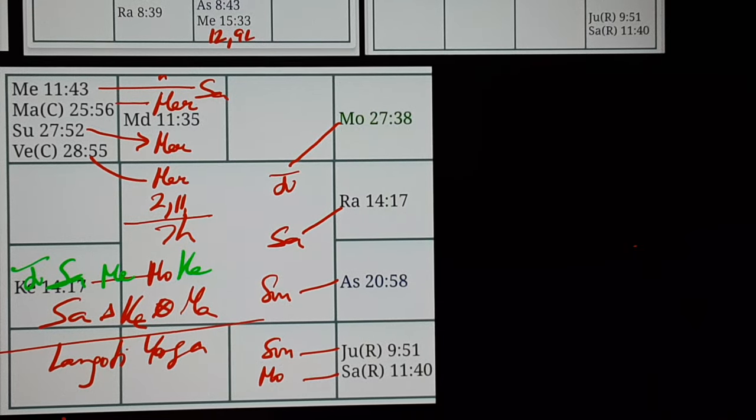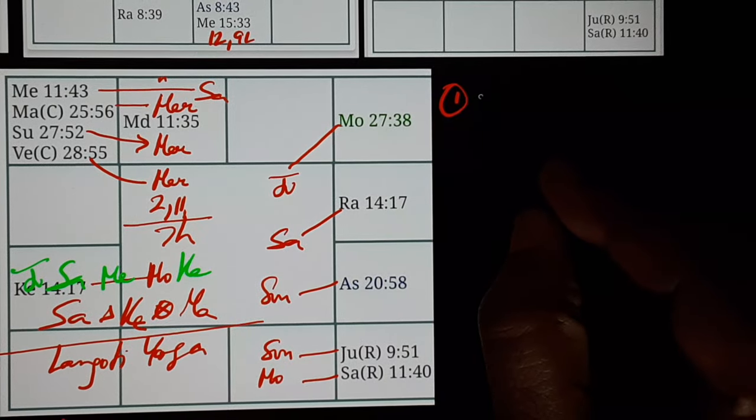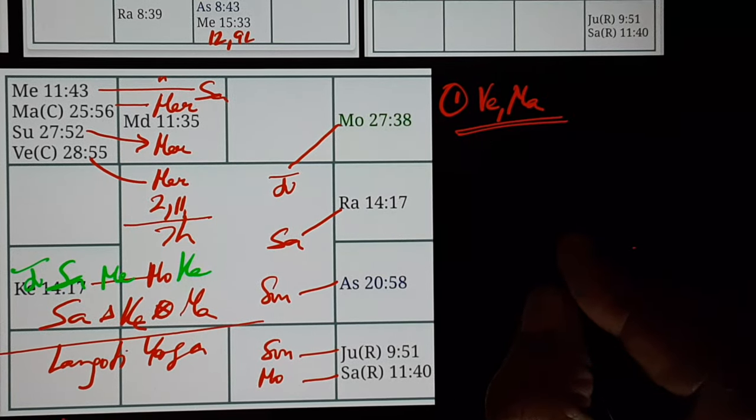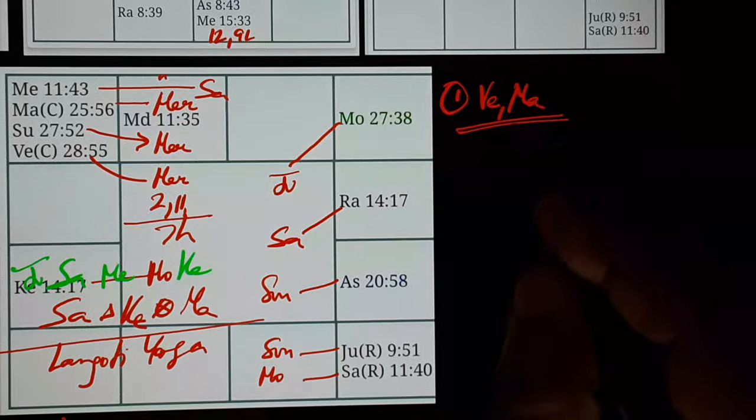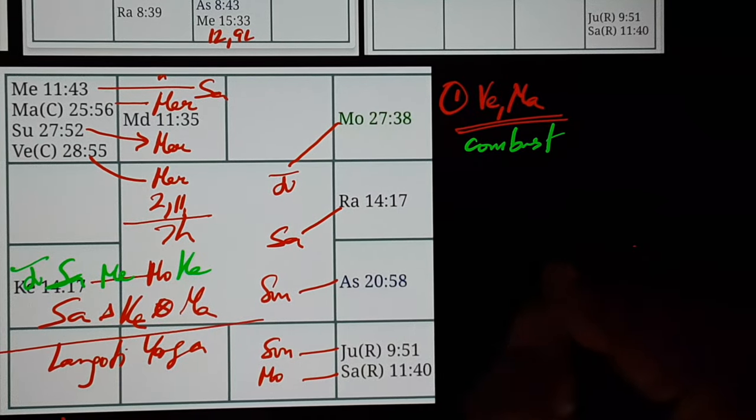For this chart not to manifest the event, we can only have these points: both the very important karakas in the female chart, Venus and Mars. Venus is the karaka of marriage and Mars being the karaka of husband. Both are combust. This is reason number 1.